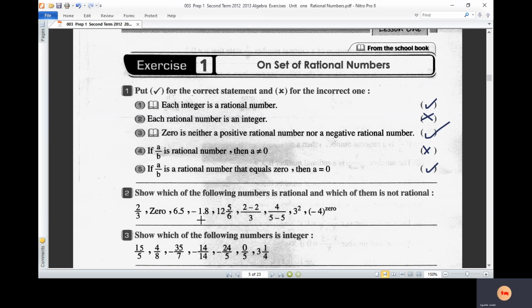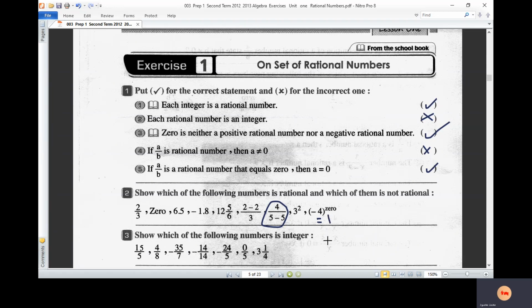The mixed number 1 2/5 6 is a rational number also. 2 minus 2, it will be zero. 0/3 equals zero. So it's a rational number. 4/(5-5): 5 minus 5 equals 0, so 4/0 is not a rational number. The denominator here equals 0. So this one is not a rational number. Then the last one is a rational number.